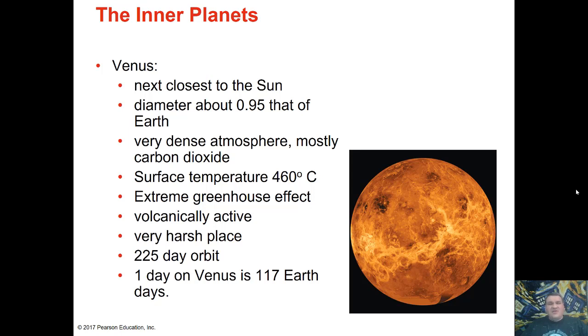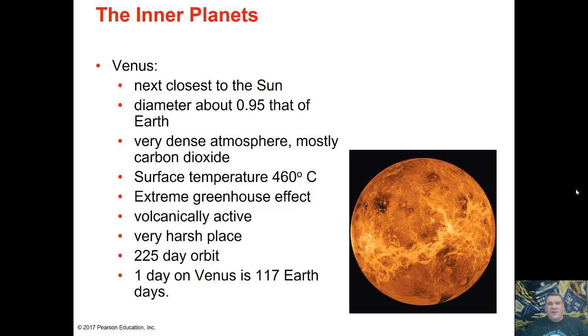Venus takes about 225 days to orbit once around the sun, and 1 day on Venus is the same as 117 Earth days. Another notable weird thing about Venus is that it actually rotates backwards compared to all of the other planets. So on the Earth, the sun rises in the east and sets in the west. On Venus, the sun rises in the west and sets in the east.